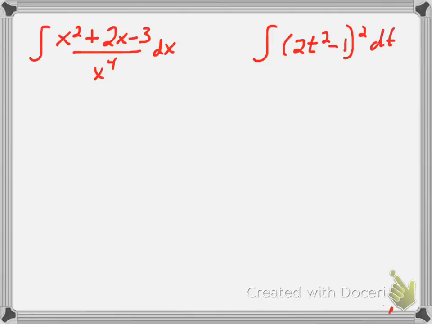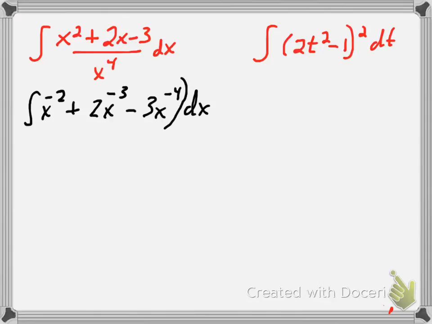Going to the next problem. Now we have a fraction. We'll learn strategies later on for this, but we have to divide everything out and turn this into a polynomial. So this is x to the negative 2 when you divide. When you divide here, you get plus 2x to the negative 3, and then minus 3x to the negative 4. And those are all going to be integrated with respect to x. That's what the dx means. So now I have a polynomial. I can use my power rule. Raise by 1, divide by that power.